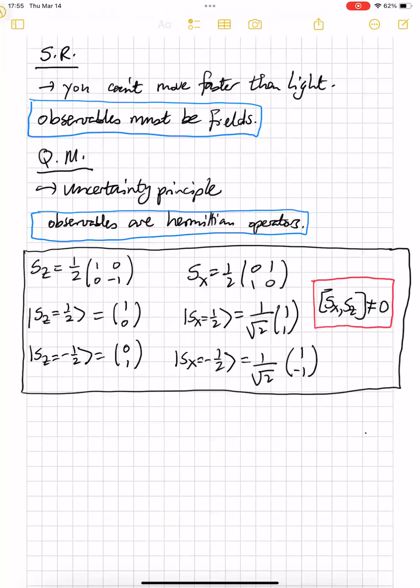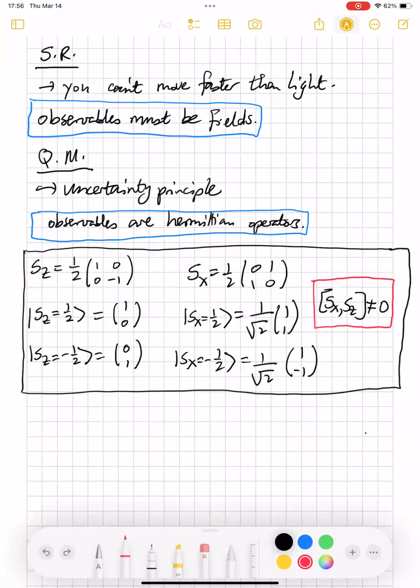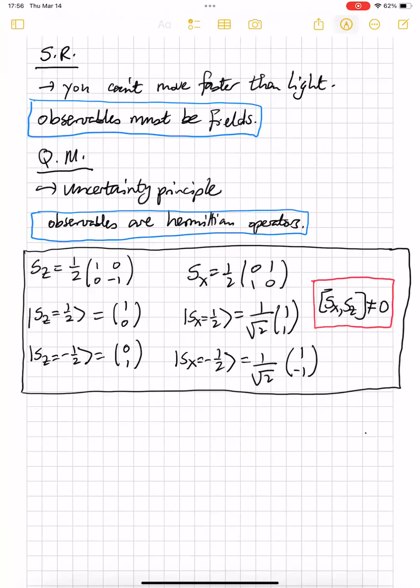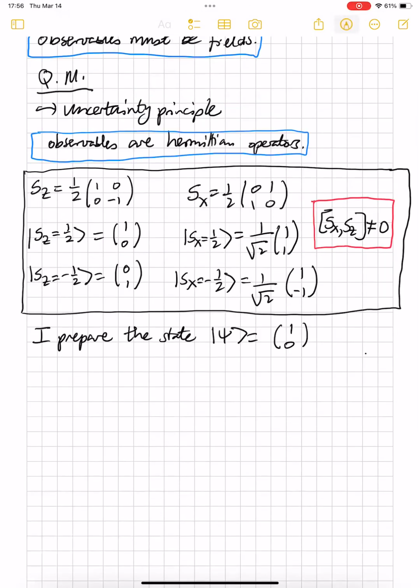Okay, now I am going to imagine that I prepare a state. So how do I prepare a state? Well, I make a measurement. So I prepare the state psi is equal to (1, 0). So how do I actually do this? Well, I make a measurement, okay?